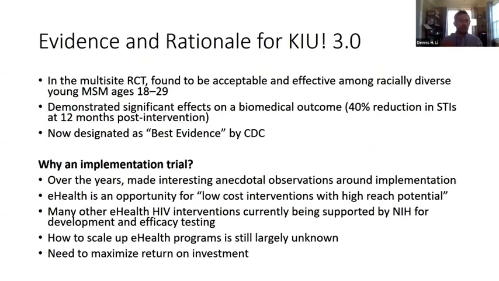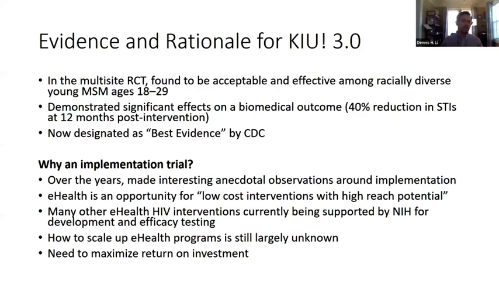So to reiterate, Keep It Up is now designated a best evidence risk reduction intervention by the CDC. And specific to that intervention and its implementation questions, over the years, we noticed some interesting anecdotal observations around implementation. In those 2 service implementation projects in community-based organizations, they didn't exactly deliver Keep It Up the way it was originally designed, but they used some creative strategies around delivering it.